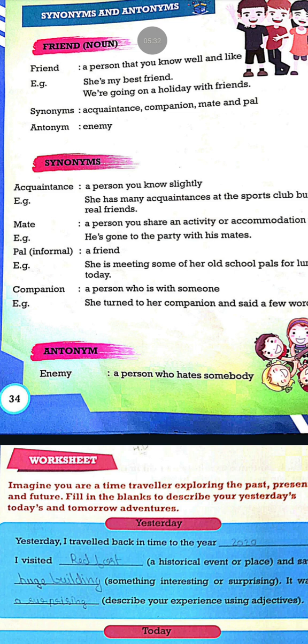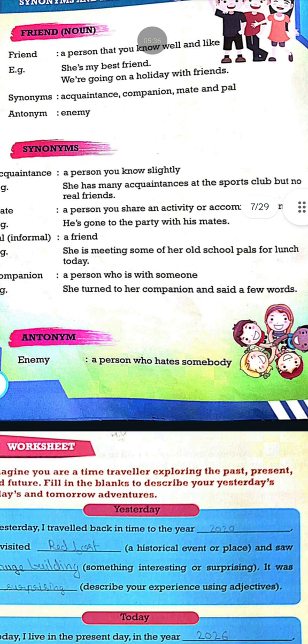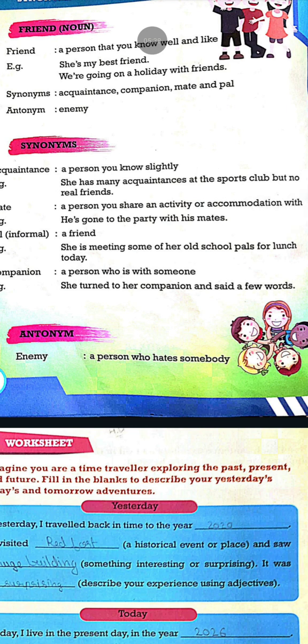Acquaintance. A person you know slightly. She has many acquaintances at the sport club but no real friends. So acquaintance is basically that you don't know the person well. You don't know them too well, like their birth date, where they were born, their native language, and all that. But you will surely know their names. You don't know them as well as you know your best friend.